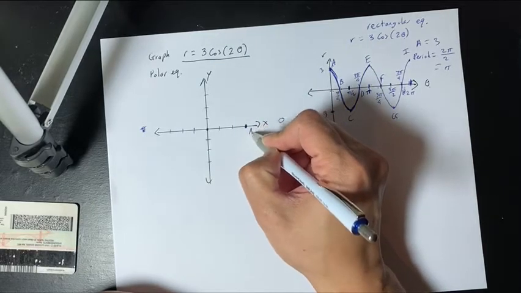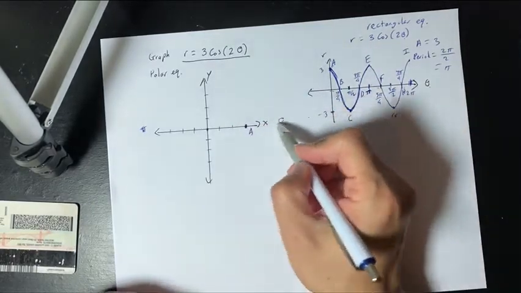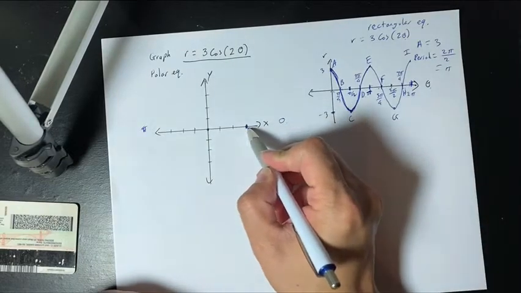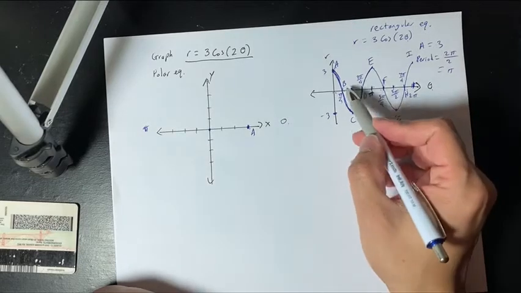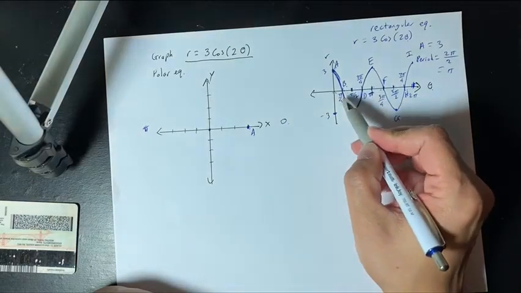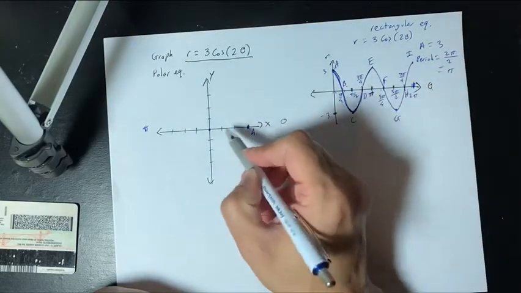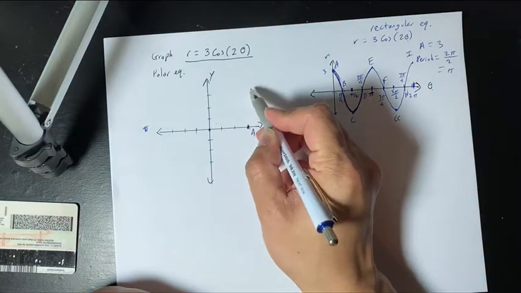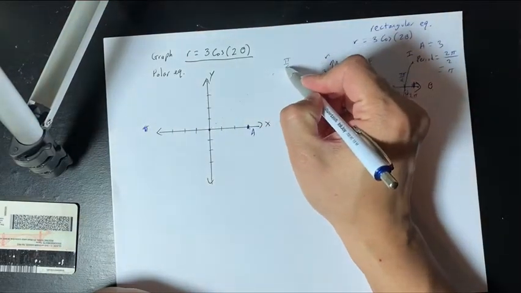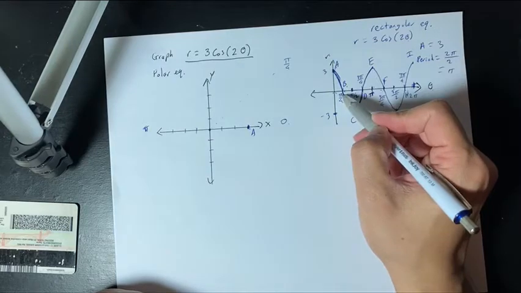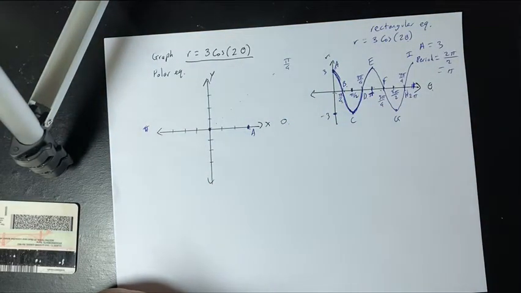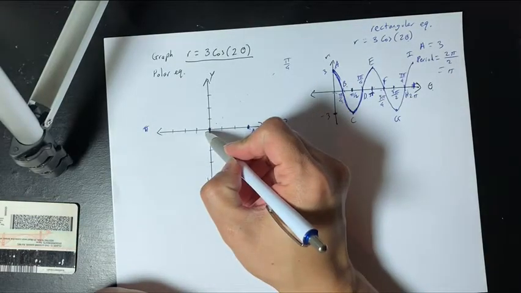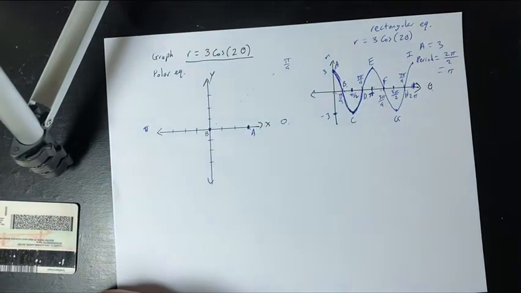So this would be point A, because at angle 0, I am a distance of 3 away. Where would B be? At angle pi over 4, my radius is 0. So in the direction of pi over 4, if my radius is 0, well, you end up right on the origin. So that's point B. I'll write it, but I'll keep it small.